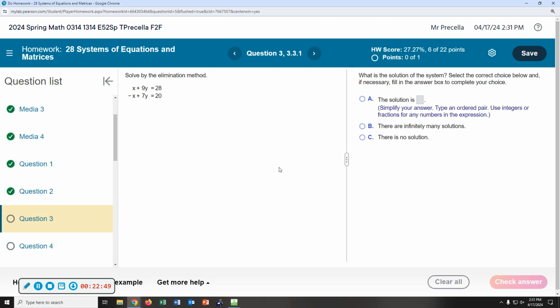This is the other method, elimination, the one that I like. With elimination, you add the equations vertically. So you have to have like variables aligned. The x's need to be lined up, and the y's need to be lined up. Negative x plus 7y. Okay. Written it down.